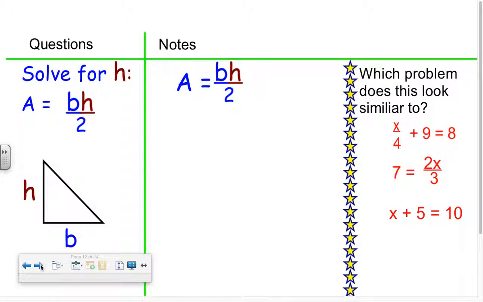All right, solve for h. Area equals base times height divided by 2. So keep in mind this is the formula for area of a triangle. The base times the height divided by 2 gets you the area of a triangle.